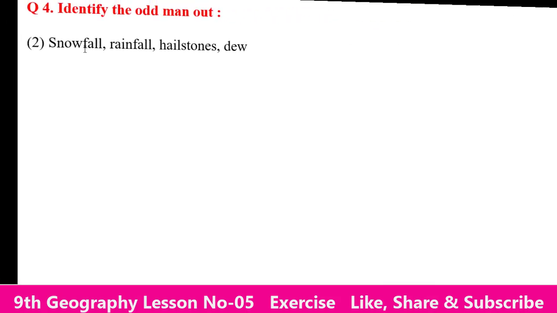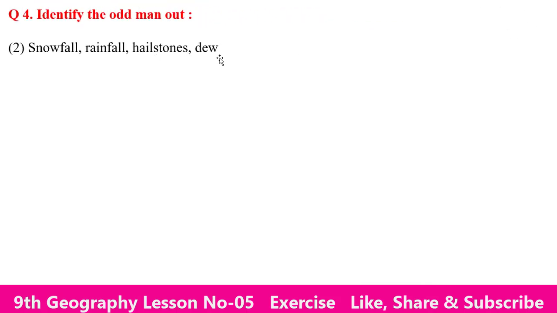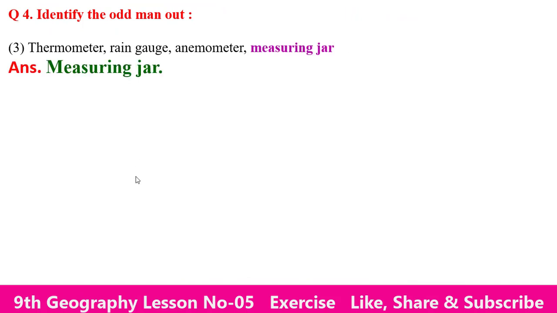Now next. Second, snowfall, rainfall, hailstones, dew. The odd man out is dew. Now next. Third, thermometer, rain gauge, anemometer, measuring jar. The odd man out is measuring jar.